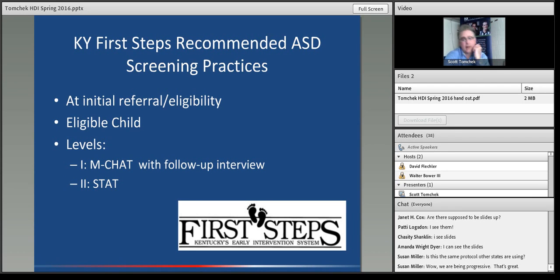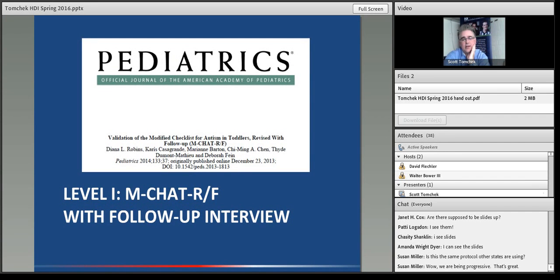You'll see a link on the bottom. It's kind of hard to see, but if you go to mchat.org, there is an online module. Okay, so mchat.org, it is an online screening. So families can fill it out. It scores it. And so families can also go about getting this screening. It's free, shareware, it's out there.